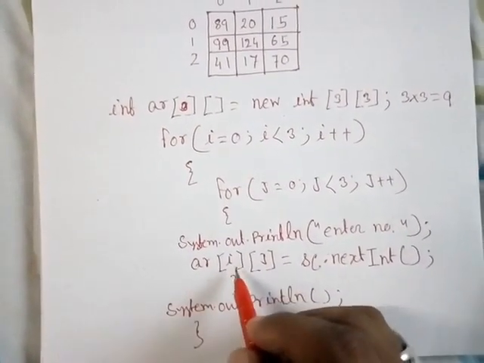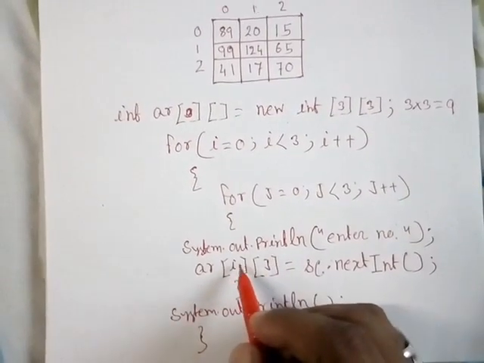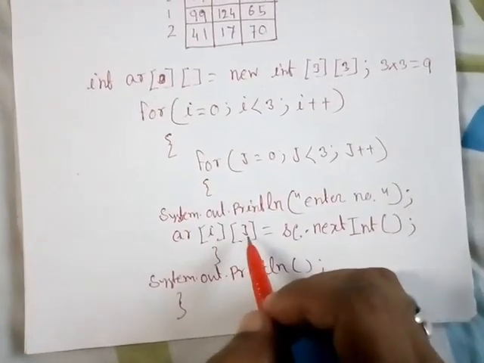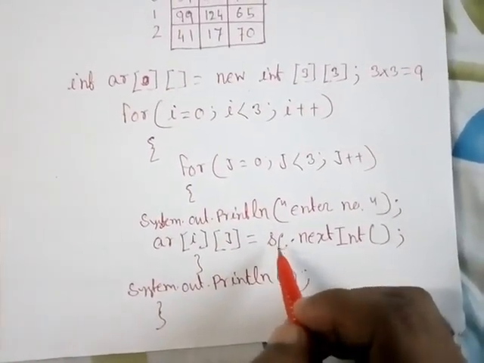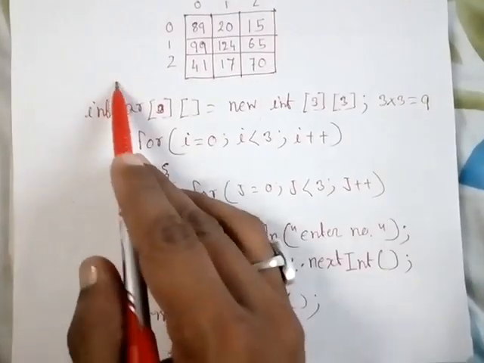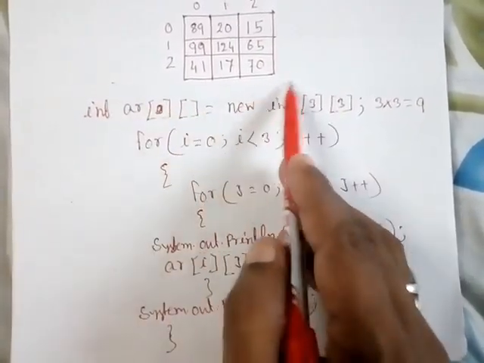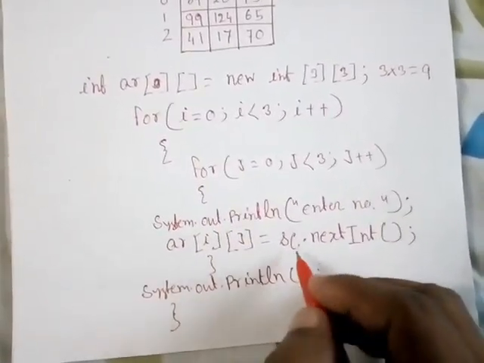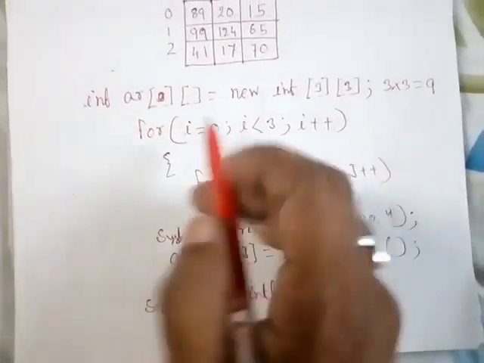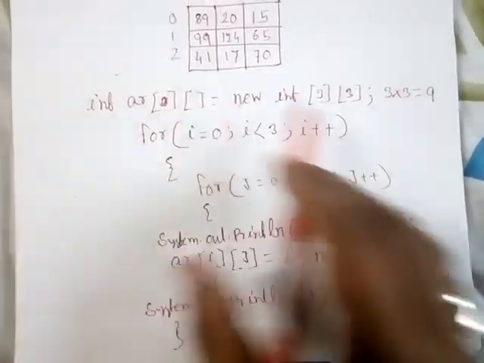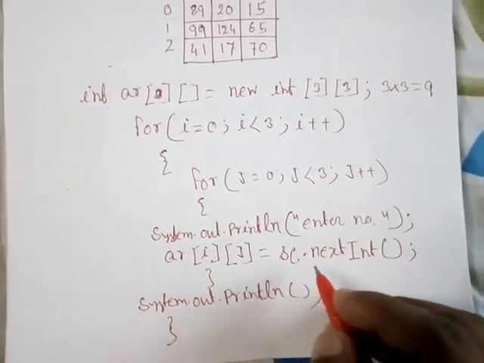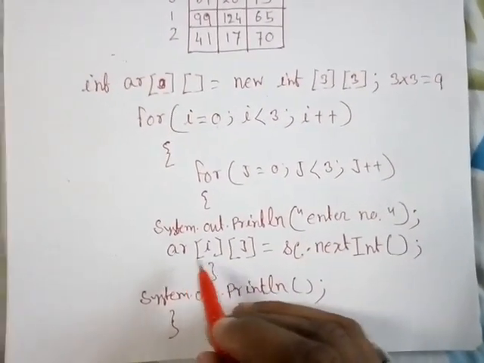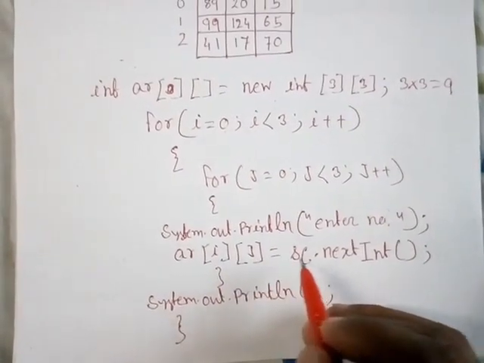Then AR[I][j] means AR[0][0], because the present value of I is 0, the present value of j is also 0. So I and j means 0 and 0 equal to SC dot next int. You know that SC is the object which I have to declare beforehand in the programming. For example, Scanner SC equal to new Scanner. If I use the Scanner class, if you are using the IO package instead, then you have to write InputStreamReader and BufferedReader. Those two lines you have to mention, and then after that you have to write Integer.parseInt(br.readLine()), you know. So here AR[I][j] means AR[0][0] equal to SC dot next int.